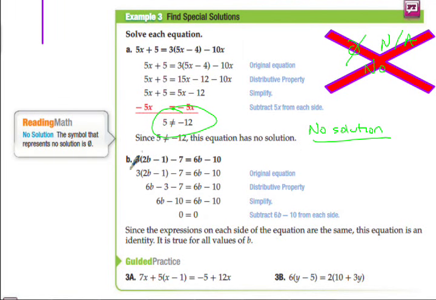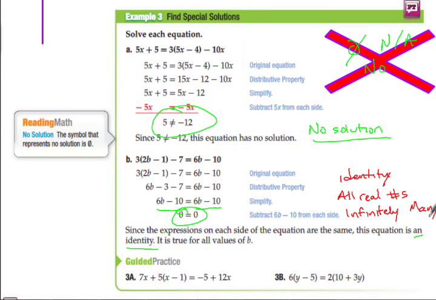Down here, if you are solving a problem and you get the same exact thing on both sides, to the point that it's a totally true equation, you can get 0 equals 0. This means this equation is what's called an identity. This is where we do have multiple answers. I would accept identity. What it means is that no matter what value we pick for the variable, it'll work. I would accept all real numbers. And I would accept infinitely many solutions.